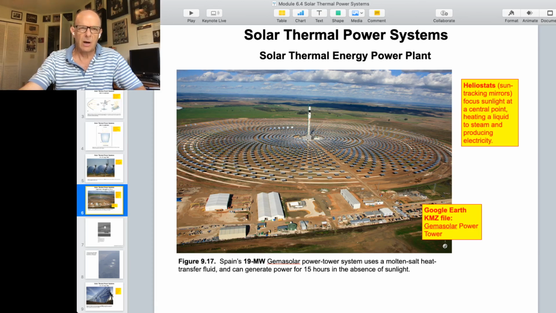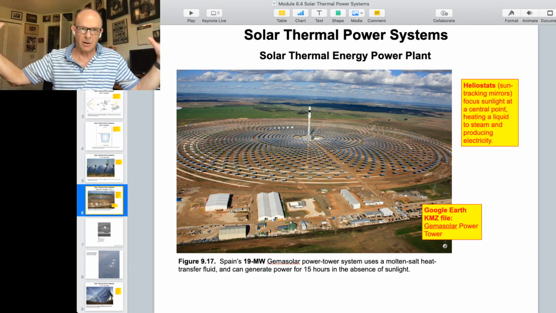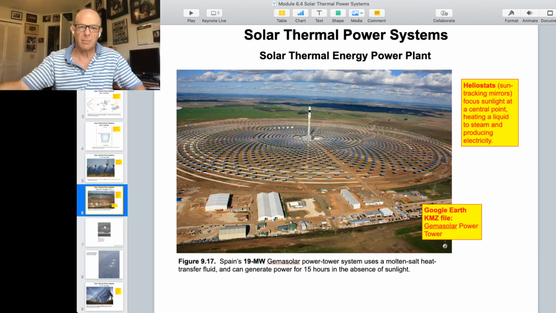A larger scale system uses molten salt as a heat transfer liquid, and the reason for that is that it can get to a higher temperature without evaporating. So I can store more thermal energy in a liquid salt system than in liquid water. Water, once it gets to 100 degrees Celsius, evaporates, it expands dramatically, it becomes steam, and that makes it more difficult to keep contained.